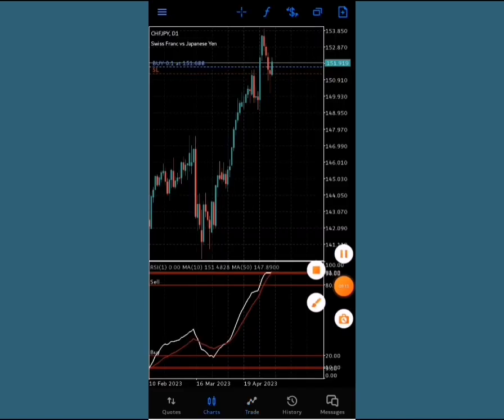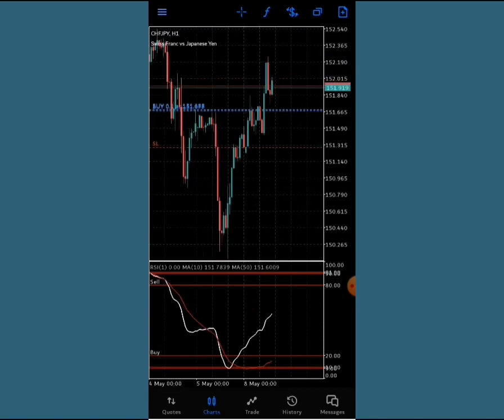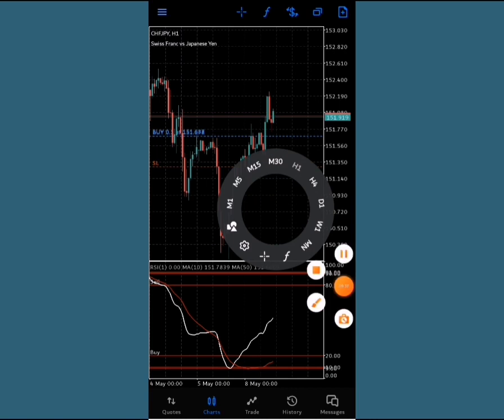CHFJPY. We start from the daily time frame. First thing, it is an uptrend, so we are looking to buy. That should be easy. Secondly, okay, let's just break it down. Let's take it to the hourly time frame. Now what you see on the hourly time frame, remember my old strategy, the key level strategy. If you have been following this channel, you should know that one by heart.